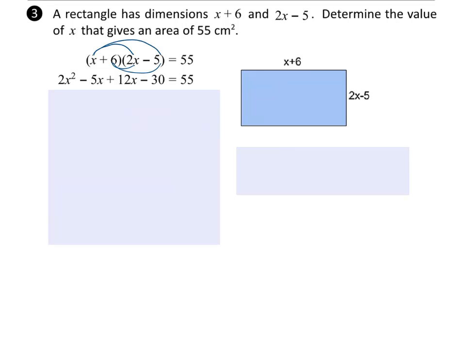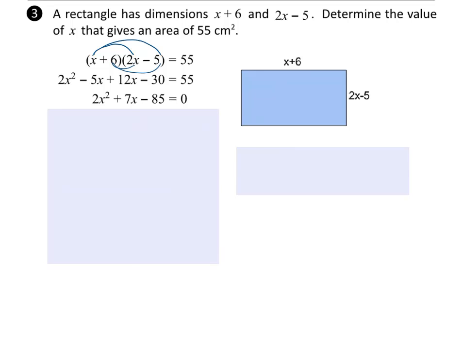And that explains how we got that. x times 2x gives us 2x squared. And then we have x times negative 5, we get negative 5x. 6 times 2x gives us 12x. 6 times negative 5 gives us negative 30. We'll bring the 55 over, so we'll end up with 0. And now we need to factor.